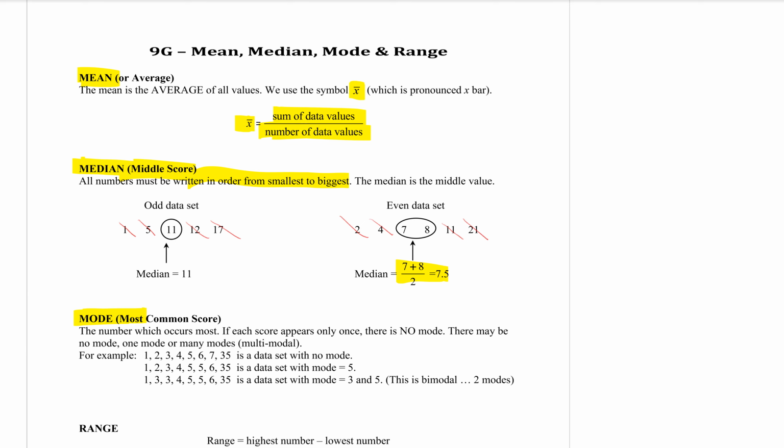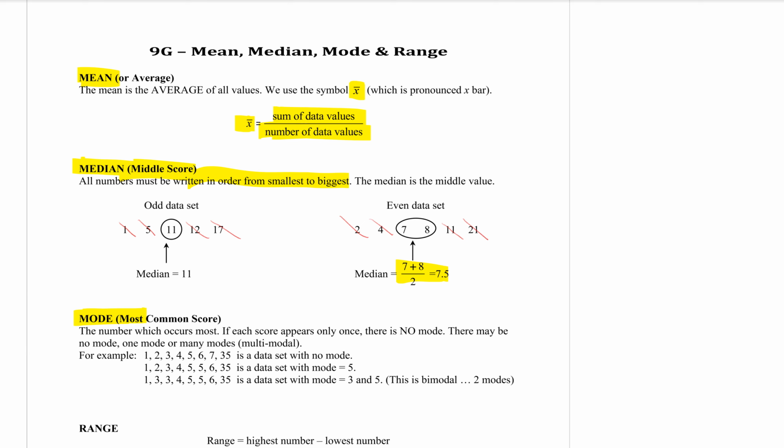But as soon as you have something happening more than once, so this one, 1, 2, 3, 4, 5, 5, that means the 5 is going to be the mode. But what happens if 2 numbers happen the most? Then you can actually have 2 modes. It's called bimodal. And that's this one here.